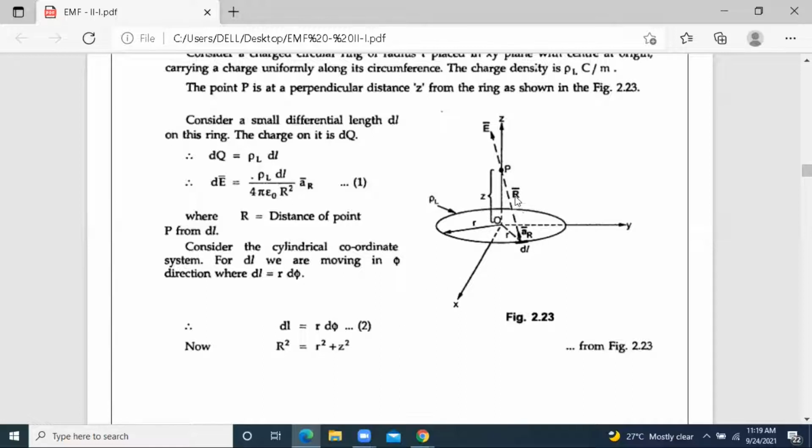If you look at here, your vector R would be your radius square plus your height square, root of that. That's your vector R. R square equals small r square plus Z square.